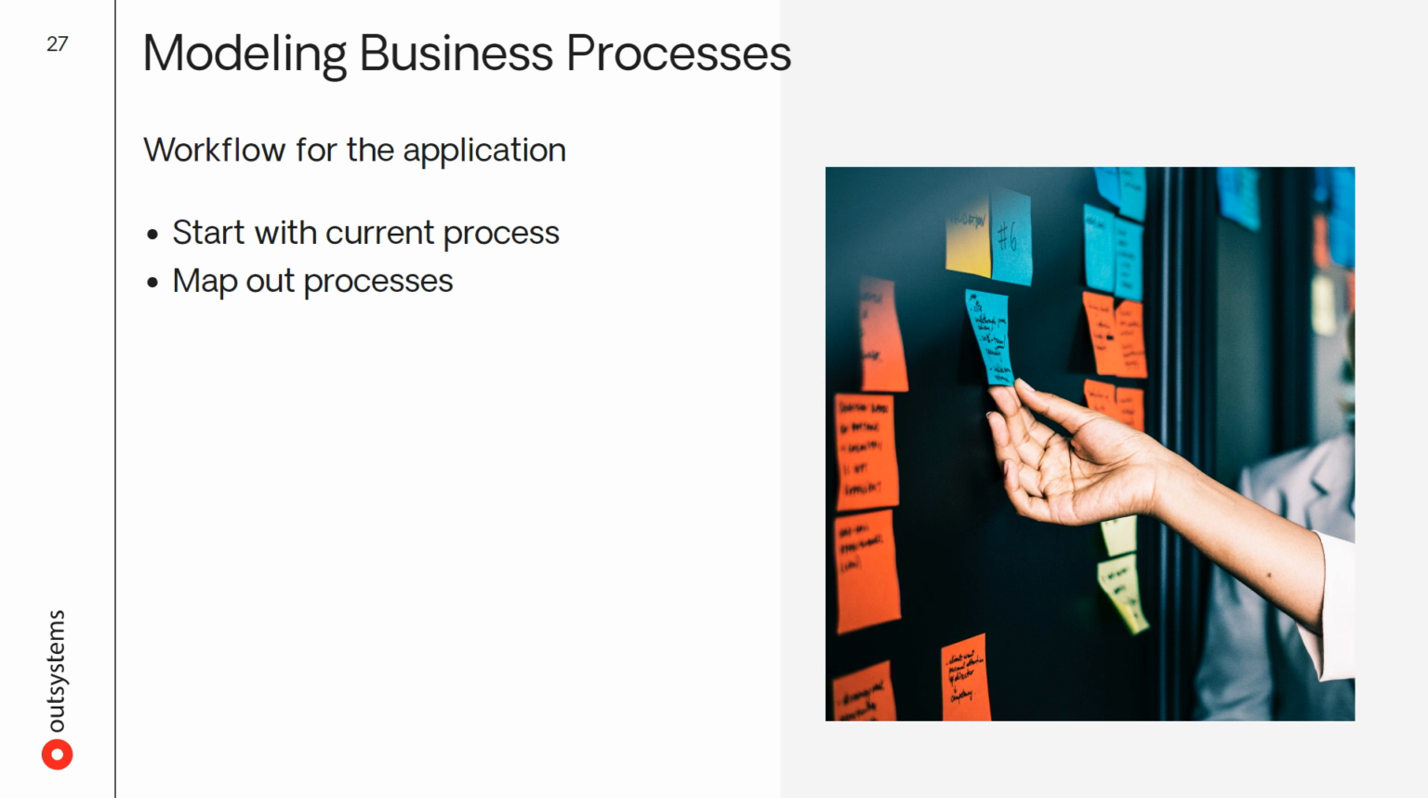Then, we have the business processes. Here is where the workflows of the application are defined. It's always good to start with the current process, so that we can demonstrate where the improvements are being made, and where efficiencies are gained in delivering the project. When it's a brand new process, mapping out the process will help you to establish the best practice as a visual representation, will help you to quickly identify inefficiencies.